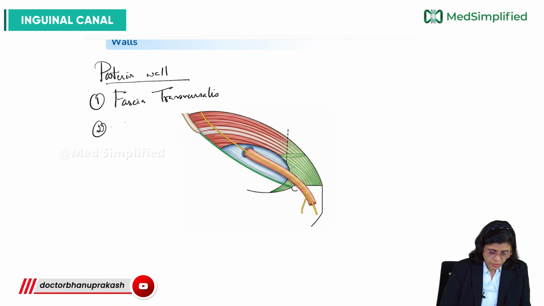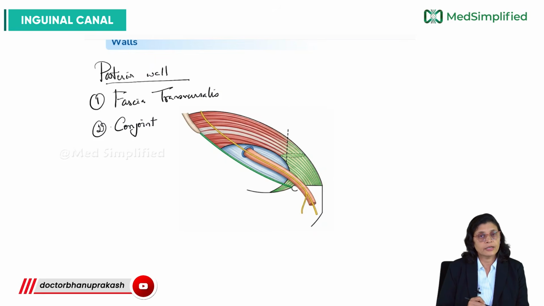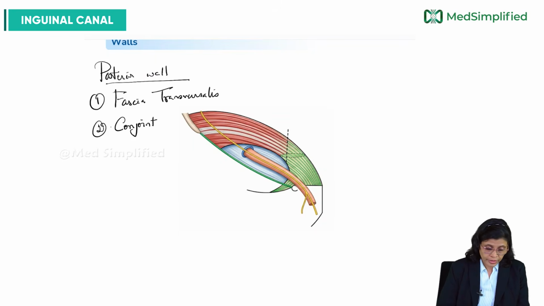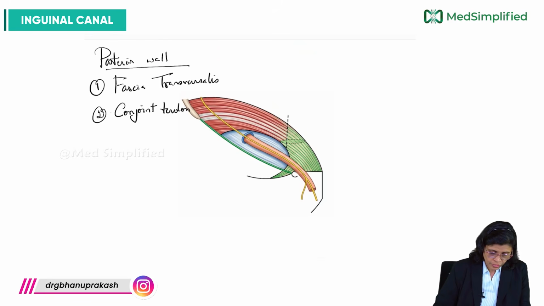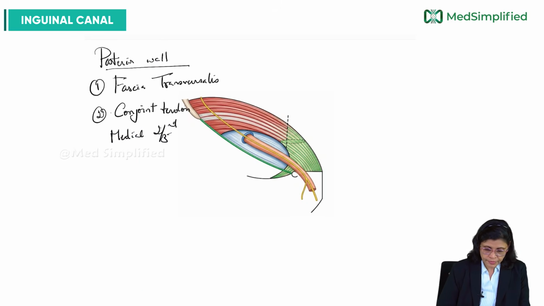After that we have the conjoint tendon. That is formed by the transverse abdominis muscle as well as the internal oblique muscle. So that conjoint tendon, you will see in the medial 2/3. Okay, this is the conjoint tendon.